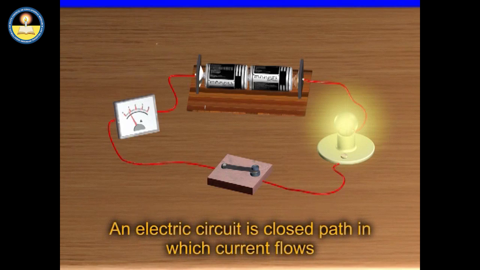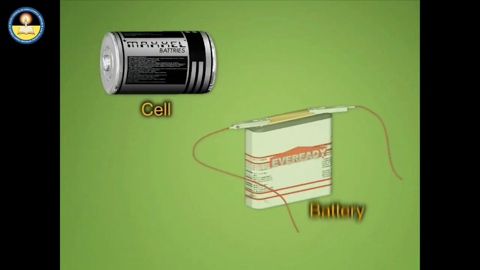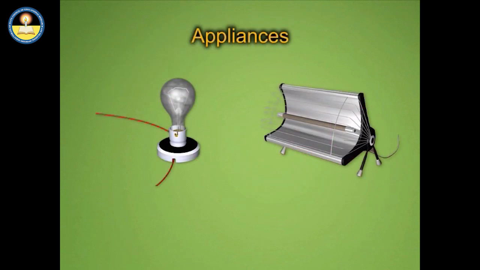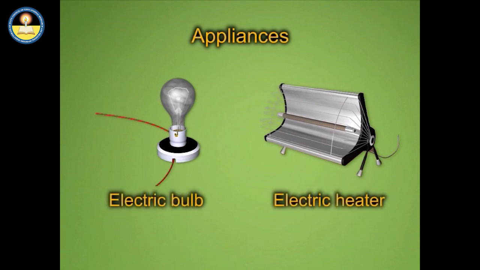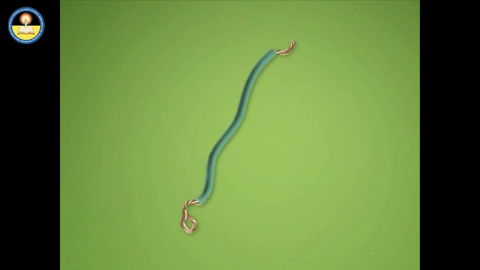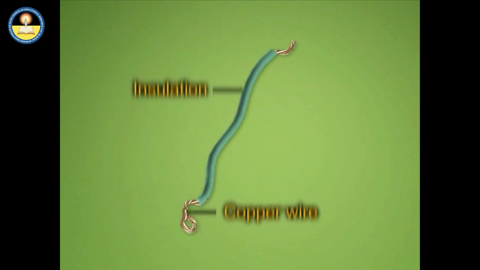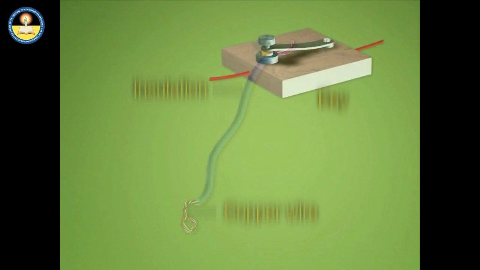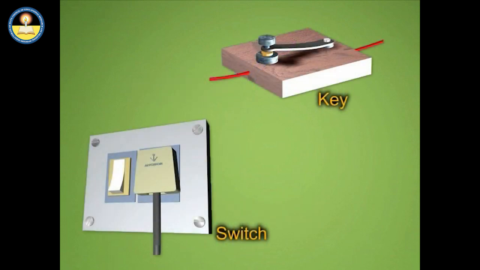An electrical circuit is a closed loop in which current flows. It is the interconnection of electrical components such as a cell or a battery that is a source of electrical energy. Electrical appliances such as an electric bulb and electric heater, also called load, are connected to various components with the help of connecting wires that are made up of insulated copper wire. A key or a switch is used as circuit breaker.